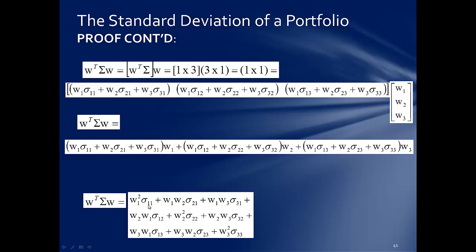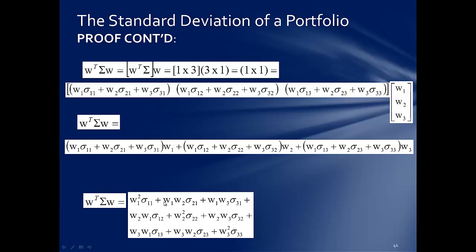W1 squared, sigma 1,1, which remember that's the same as the variance of asset 1. W1, W2, sigma 2,1. W1, W3, sigma 3,1. W2, W1, sigma 1,2. W2 squared, sigma 2,2, which is again just the variance of asset 2. W2, W3, sigma 3,2. W3, W1, sigma 1,3. W3, W2, sigma 2,3. And W3 squared, sigma 3,3, which is the variance.